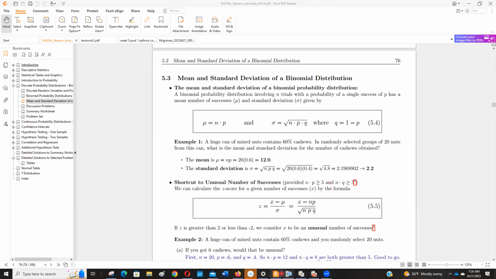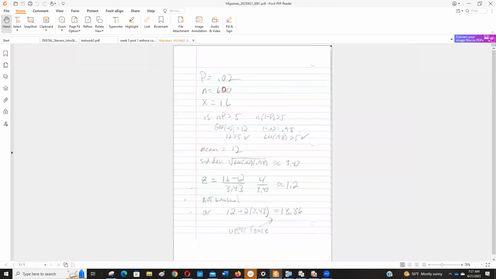So I did some of this work ahead of time here. Right here, 2% of the people experience weight gain. The number of trials is 600, so is 600 times 0.02 bigger than 5? Well, it sure is. It's 12. And 1 minus 0.02 is 0.98, and 0.98 times 600 is certainly bigger than 5. So this is good to go. That tells us that the distribution is symmetric.